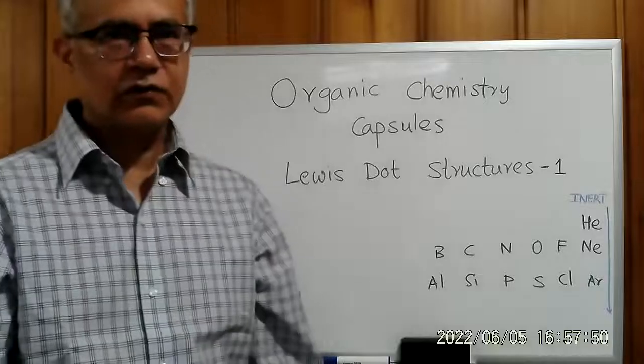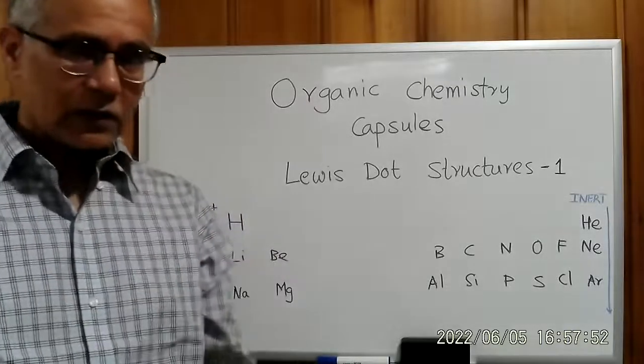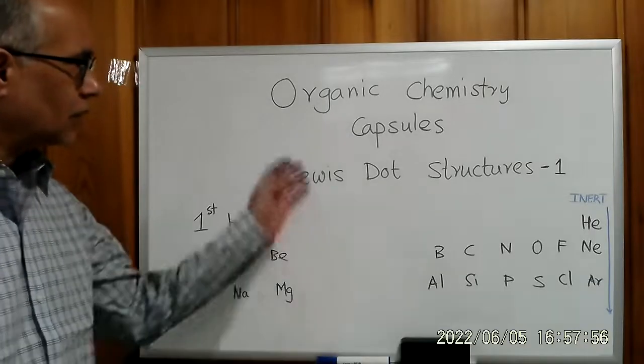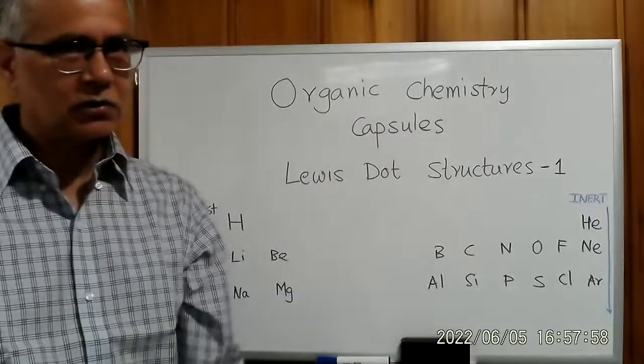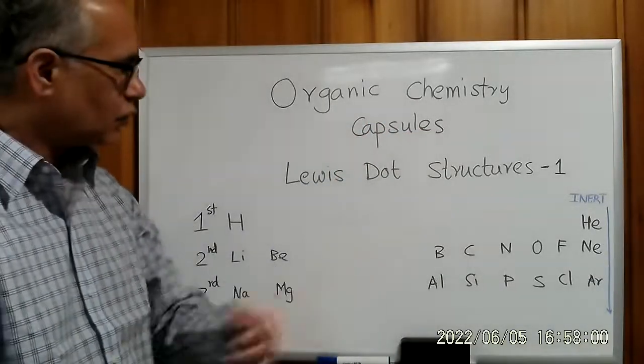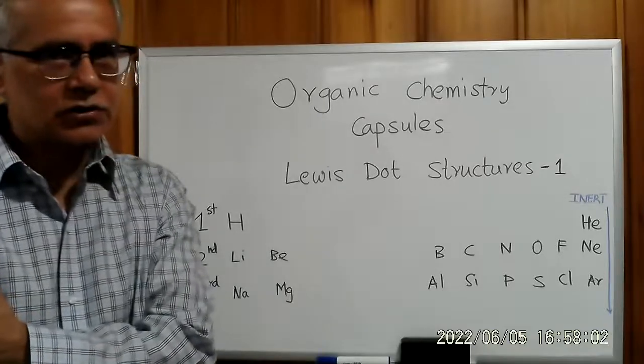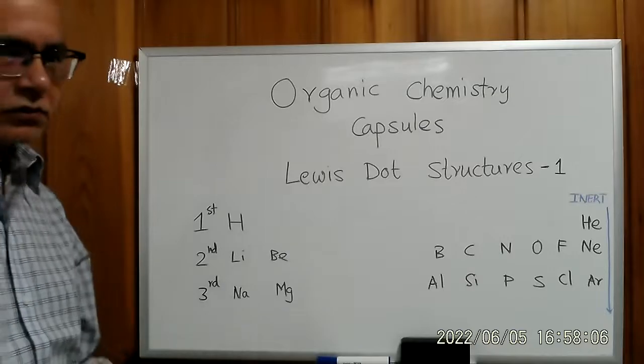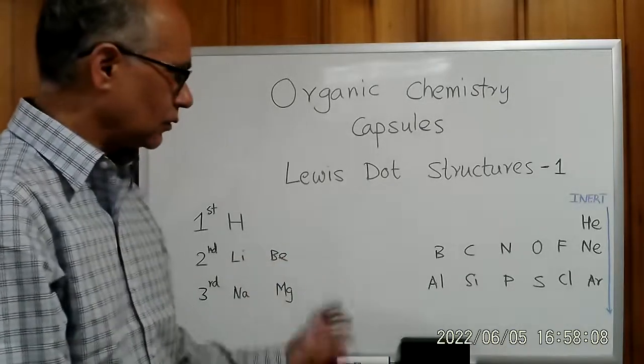In this series of short videos, we'll take a look at organic chemistry in capsule form. So that's why it's called organic chemistry capsule. The very first one is about Lewis dot structures. So you see Lewis dot structures part 1. We'll do a series, maybe 3-4, on Lewis dot structures.